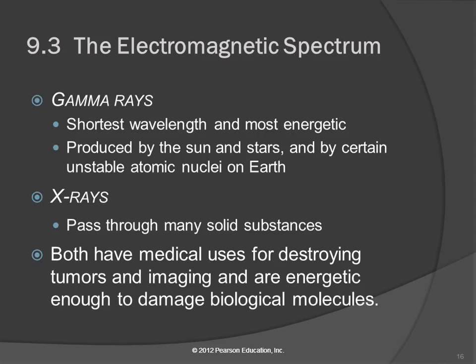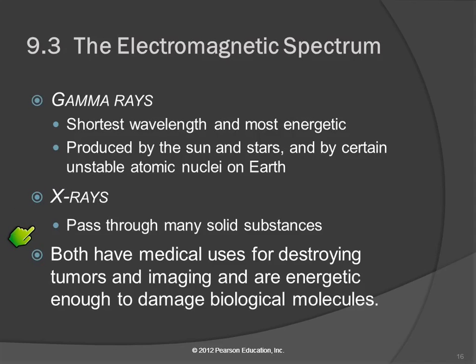It's just awesome. But there's nuclear reactions occurring on the sun. The sun is a star. Other stars also have nuclear reactions. That's where all the light and the energy is coming from. So there's gamma rays being given off from the sun, and certain unstable nuclei on Earth also give off gamma rays.